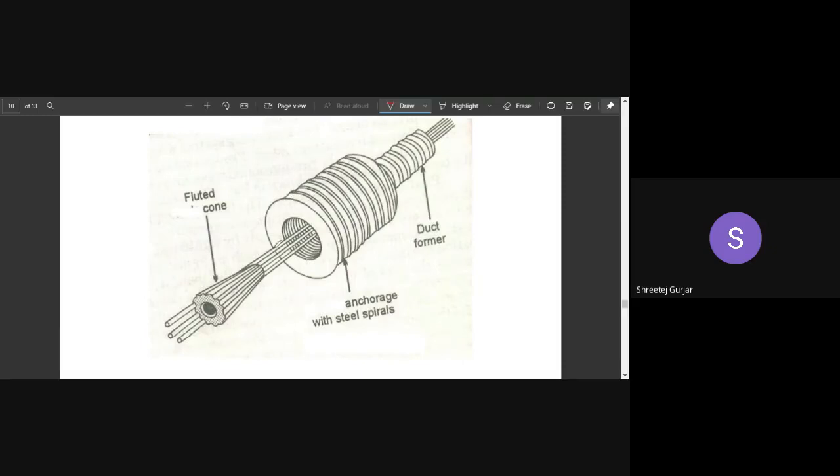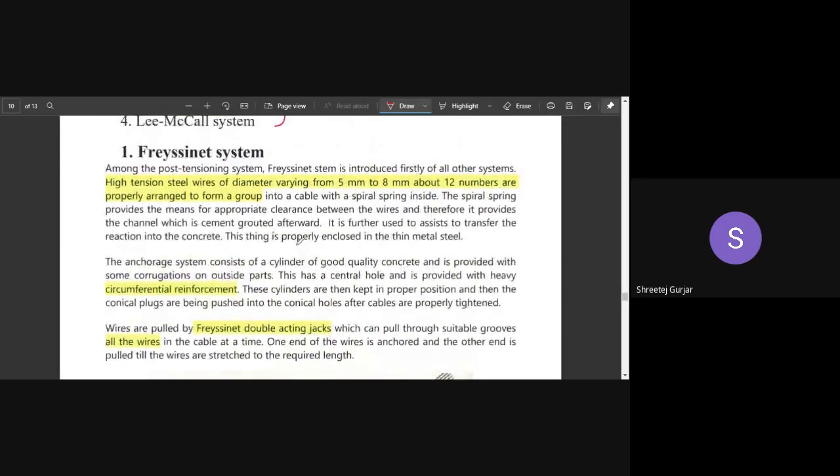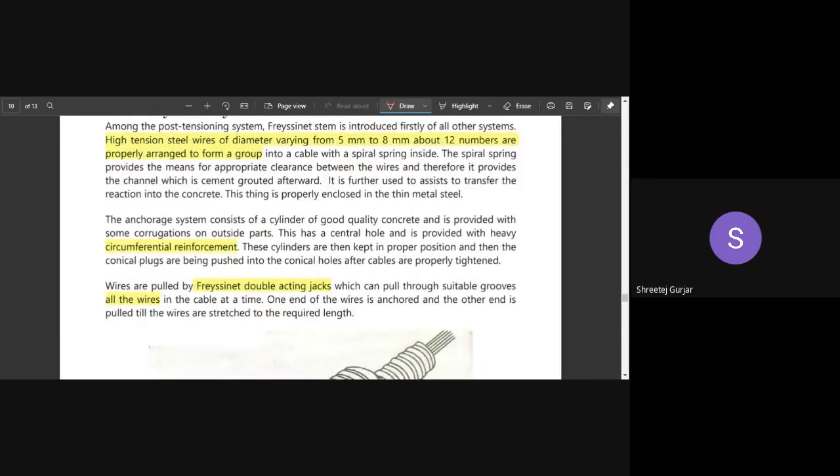So what we do is we tension all these steel strands or wires, usually 12 in number, and we stretch or tension them simultaneously. All of those wires are tensioned simultaneously by using the Freycinet double acting jacks. By using the Freycinet double acting jacks, all of the wires are tensioned at a time. Remember this. This is important. So using Freycinet double acting jacks, we tension all the wires or all the strands at a time.